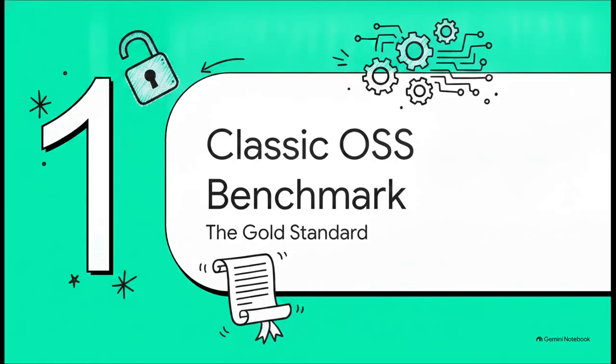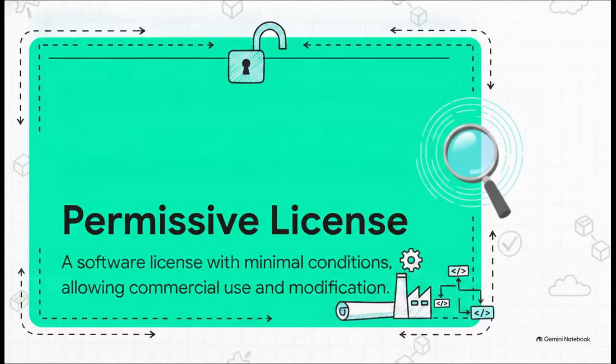All right, part one, the classic OSS benchmark, the gold standard of open source. So at the heart of all this is the permissive license. It's built on this beautifully simple philosophy: maximum freedom, minimal conditions. Basically, it means you can use the code commercially, modify it, redistribute it, and crucially, you don't have to open source your own proprietary work in the process. It is the clean, totally trap-free legal foundation that literally built the modern web.